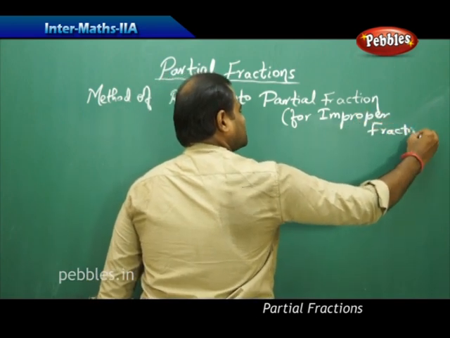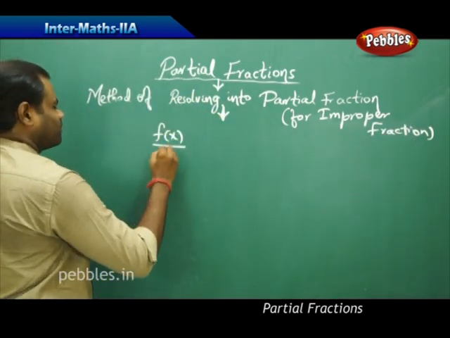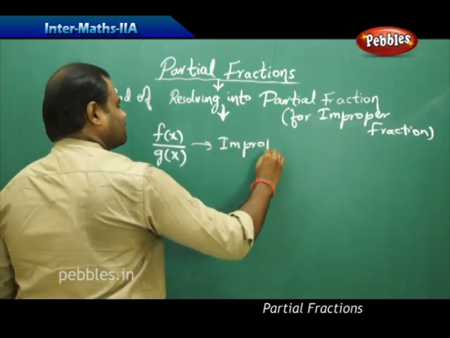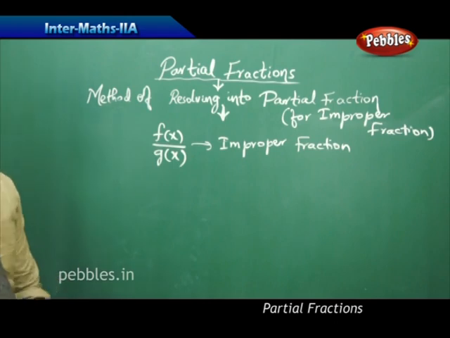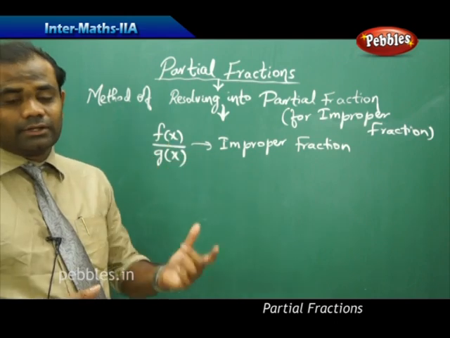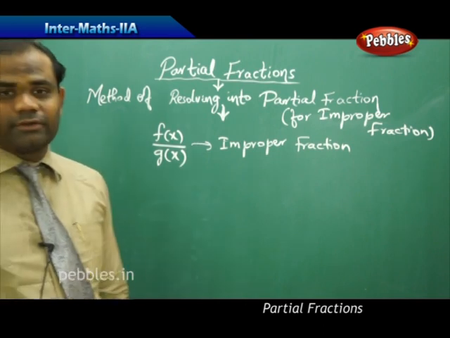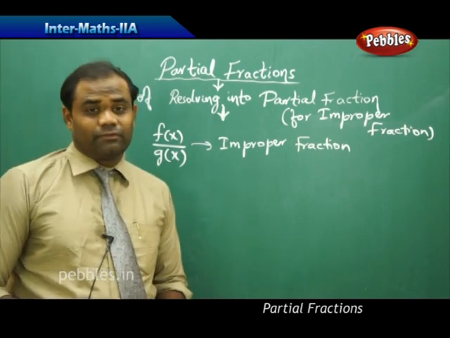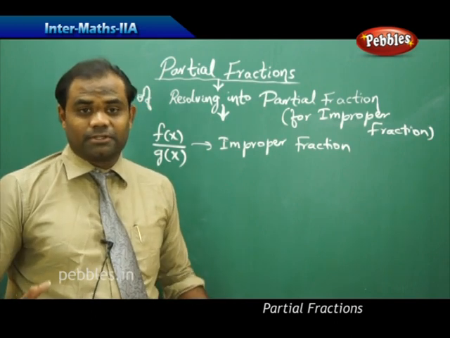we have already discussed that an improper fraction is a fraction in the form f of x by g of x, which is improper if degree of g of x is equal to degree of f of x, or degree of g of x is less than degree of f of x. That is, in this case, the degree of f of x is greater than degree of g of x or at the most equal, but it's not less. If the degree of f of x is less than degree of g of x, then that fraction becomes a proper fraction. This is how we have discussed the definitions in the previous sessions.